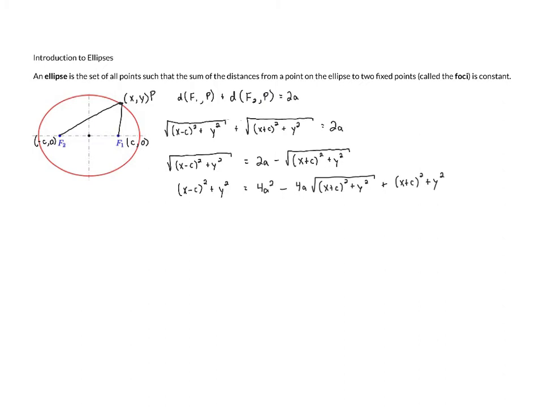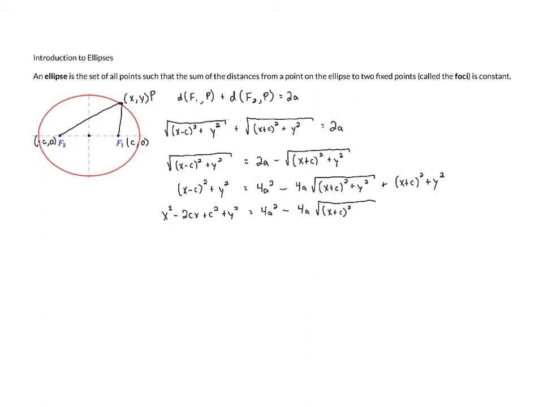Now, this looks nasty, but we're going to have a lot of things cancel, and things are going to be good. So if we take this x minus c on the left and we square it all out, we're going to get x squared minus 2cx plus c squared. And then we're going to do the same thing on the right-hand side.